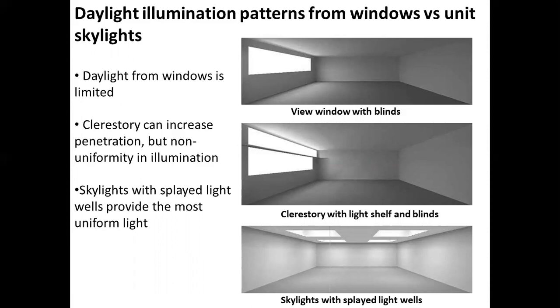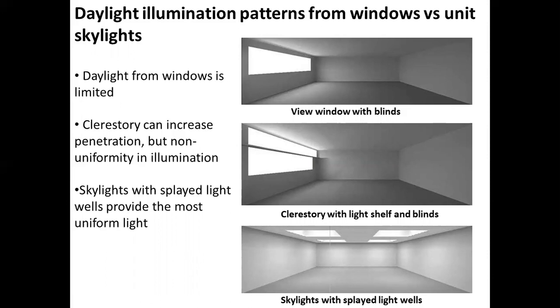Similarly, if you see a clerestory with light shelf and blinds, you will experience a similar effect. From the wall that has the clerestory windows to the farthest corner or farthest wall, there is a gradient form: the intensity is very high at the wall with the window, and very low at the farthest corner. So uniformity does not remain.